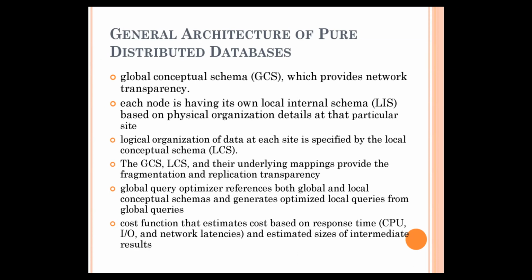Each node has its own local internal schema. Depending upon the region or the site, it will have its own policies and government norms. So they will have the local internal schema based on physical organization details at the particular site. If there are many VIPs in a particular region, or more business transactions in a particular region, a specific local internal schema will be followed. Logical organization of data at each site is specified by the local conceptual schema, based on the location, whether it is headquarters, a particular city, or an urban village.